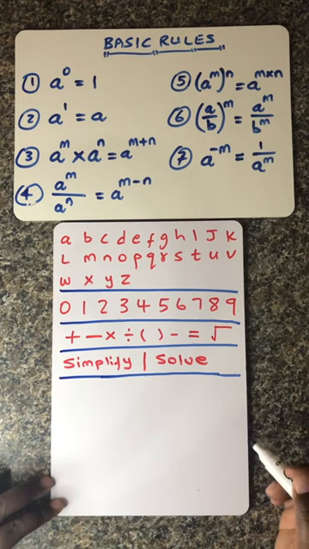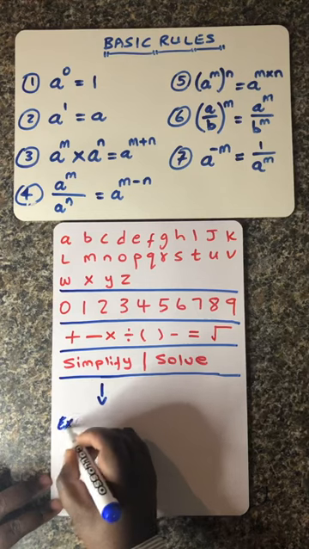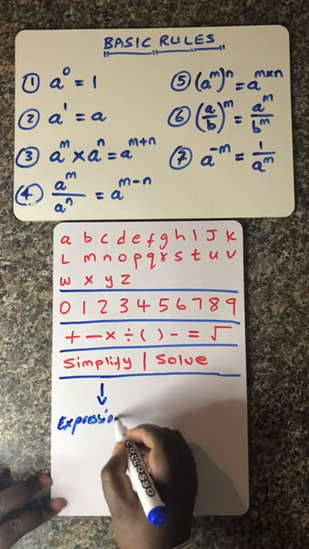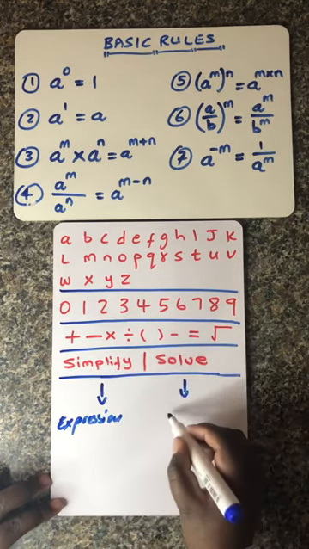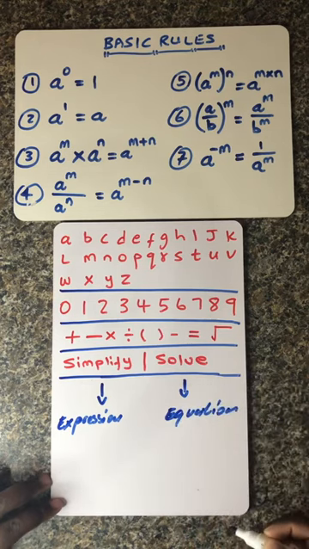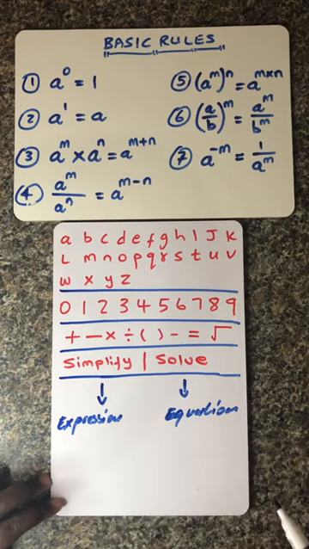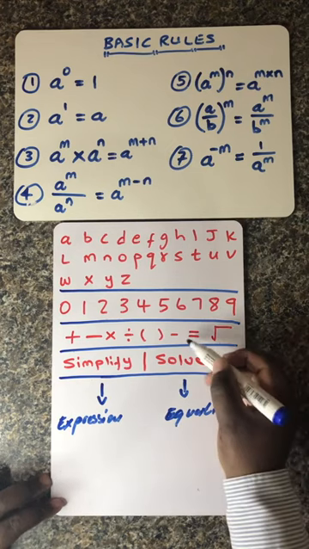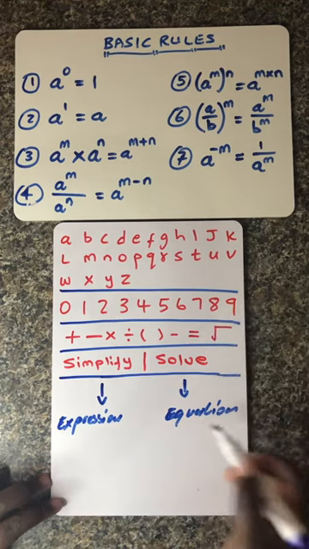You can only simplify when you are given an expression. I'll just write it down. You can also note it down as part of your notes. An expression, and you then solve when you've got an equation. So I'll write it down, equation. So an expression, how do you see an expression? An expression is just a math related expression without an equal sign, and the moment it has an equal sign, it becomes an equation.